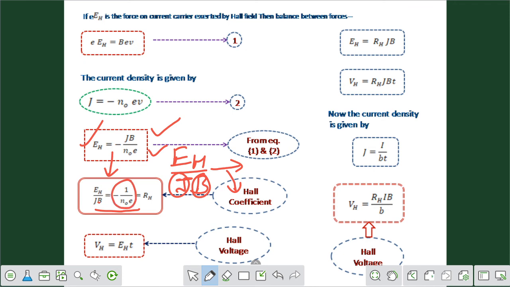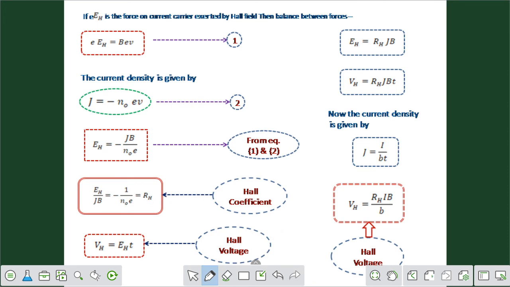Okay. So that is denoted by RH, and RH is the Hall coefficient. Hall coefficient means the ratio of the Hall electric field to the current density and magnetic field. And for that Hall coefficient, we have the formula: minus 1 upon N naught E.